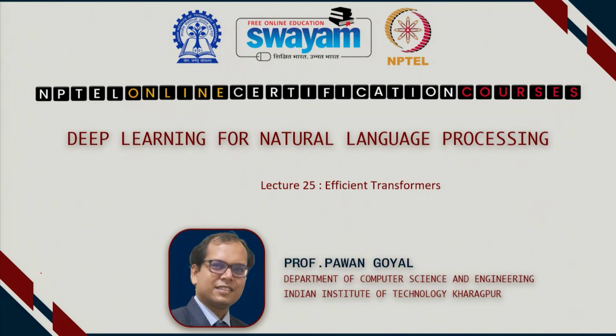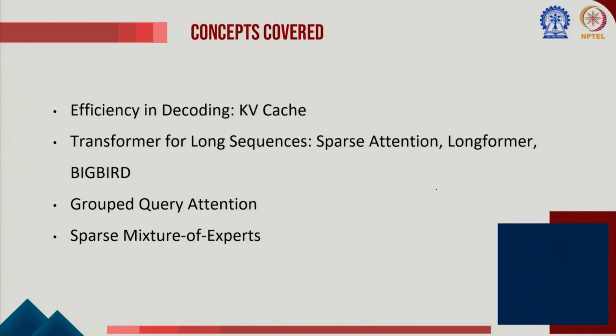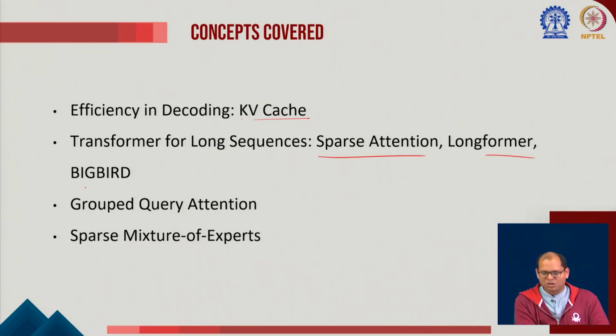So in this week we have been discussing the transformer architecture, and in this lecture we will focus on various interesting aspects of transformers, especially how you bring in efficiency at different levels. That's why this topic is named efficient transformers, and we will touch upon various aspects, like how you bring in efficiency in decoding through KV cache, and how you use transformers for long sequences. So we will talk about various attention patterns, grouped query attention, and also briefly the sparse mixture of experts architecture.